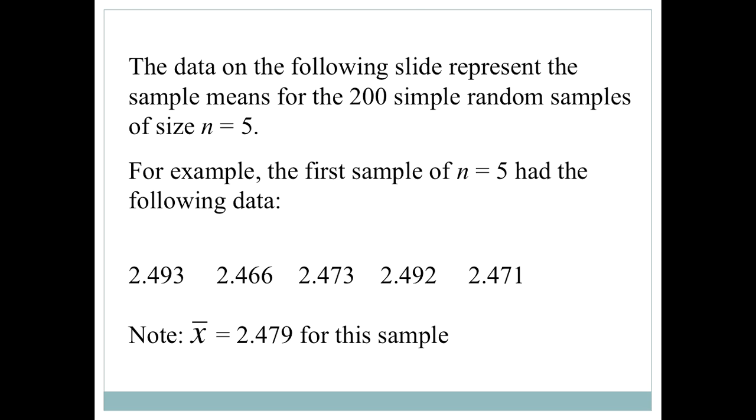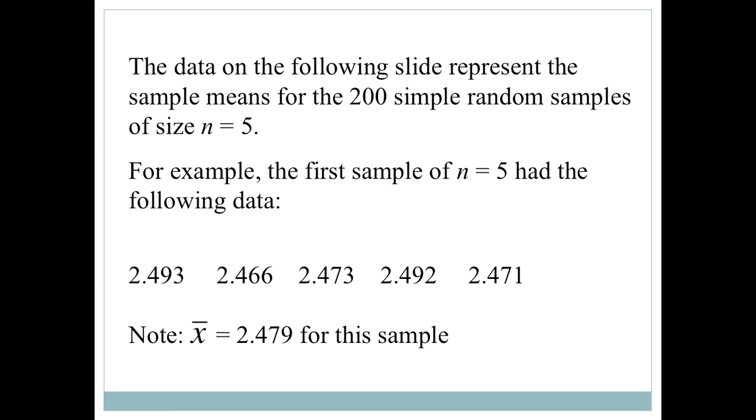So what we would do is select 5 pennies at random. Here's an example of what the first sample might be. Maybe we got a penny that weighs 2.493 grams, and then the next one weighed this much. So we now have a sample of 5. And we do this 200 different times. For this particular sample, our x bar, our sample mean, was 2.479.